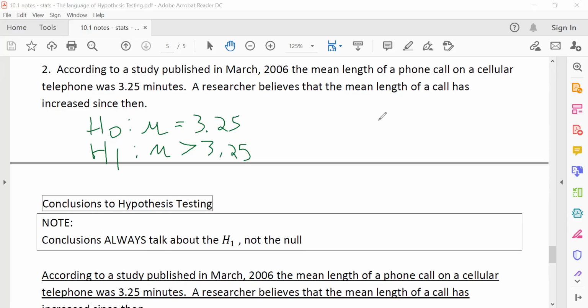And then a type 2 error here would be whenever we say we fail to reject the null hypothesis when in fact it's false. This would be us saying, well, we don't have enough evidence to support the idea that the average call length is greater than 3.25, when in actuality it is greater than 3.25. And that's what making the errors would be there.